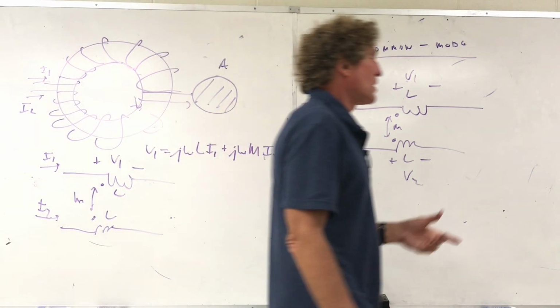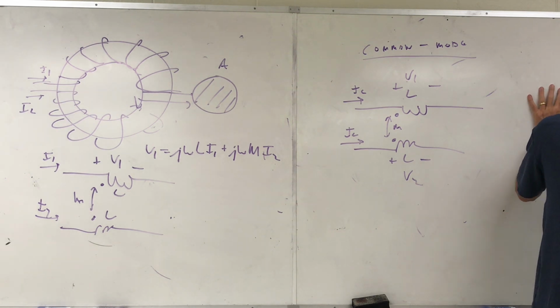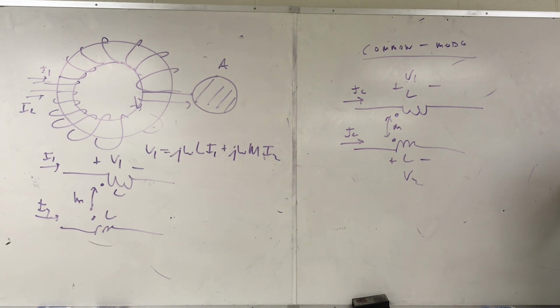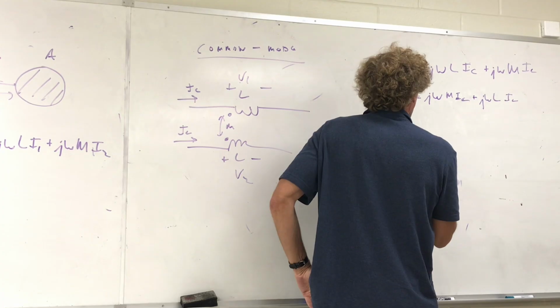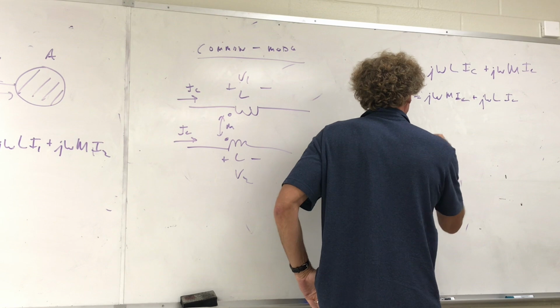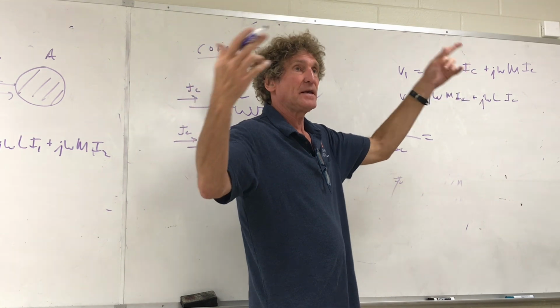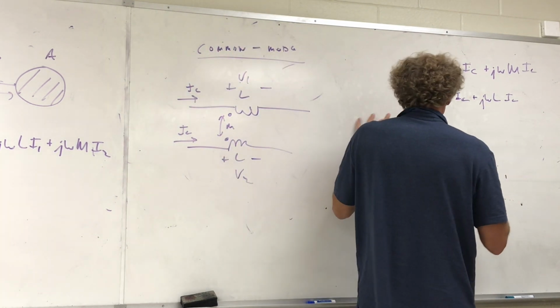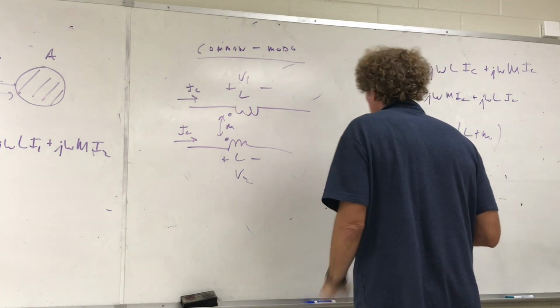So that's V1. V2 will be identical because it's common mode. V2 will just be j omega M times I common plus j omega L times I common. Usually this is I1, I2, but they're common mode. If you look at this, V1 over IC, the current is IC, so the apparent impedance, V over IC, looks like j omega times L plus M. And that's the key to this.